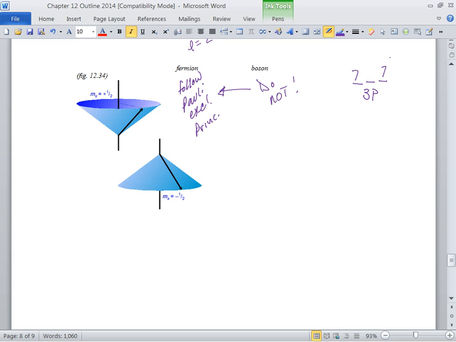They're all the same energy. So this is okay, putting 2 in 1 orbital, but with 2 of the same spin, that breaks the rules. Two fermions cannot have the exact same set of quantum numbers. That breaks it.